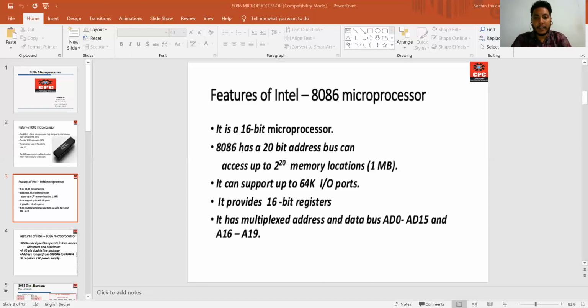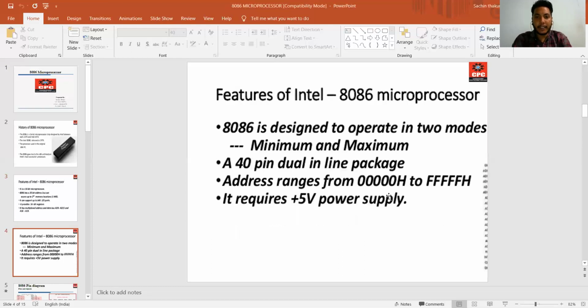Minimum mode means the processor is a single processor. The maximum mode means multiple processors. You can execute multiple instructions at a time in maximum mode. But in minimum mode, it is a single processor and can execute a single instruction at a time. So these are the features of the 8086 microprocessor. It requires a positive 5 volt power supply, and it is available in a 40-pin dual inline package.